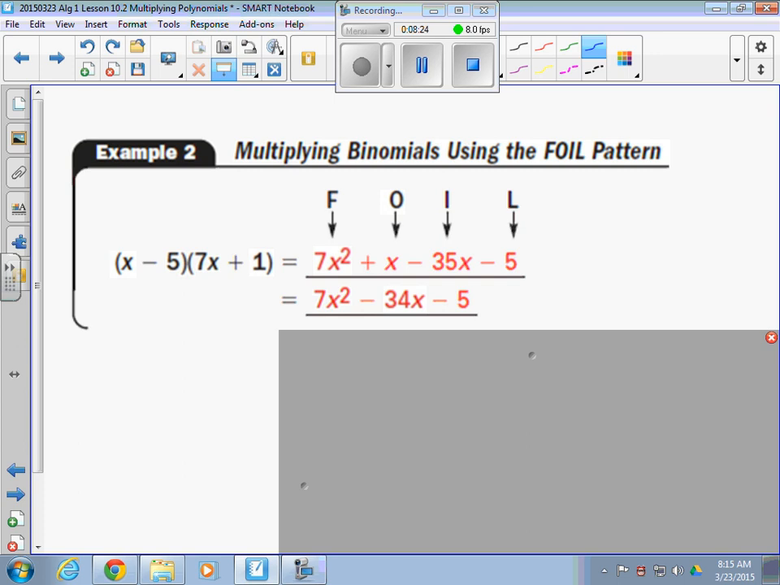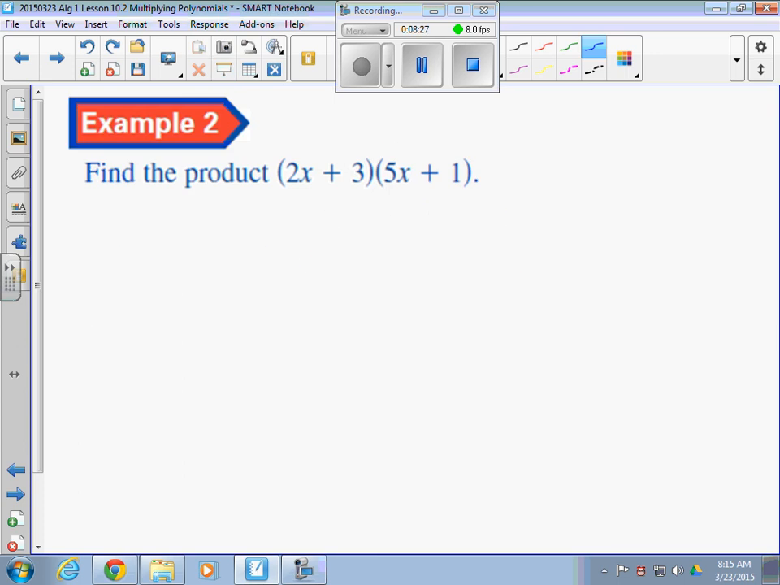Use the FOIL method on the back on this one. 2x plus 3 times 5x plus 1.